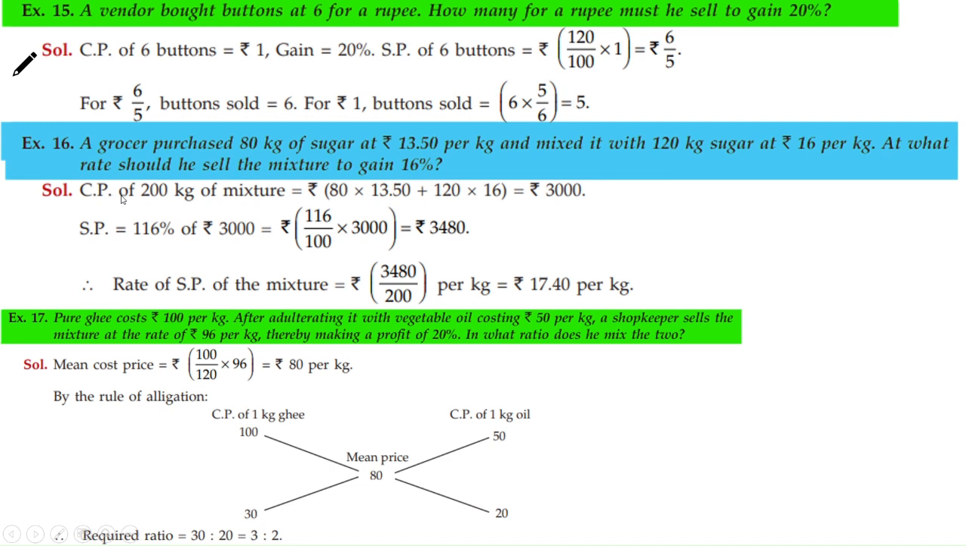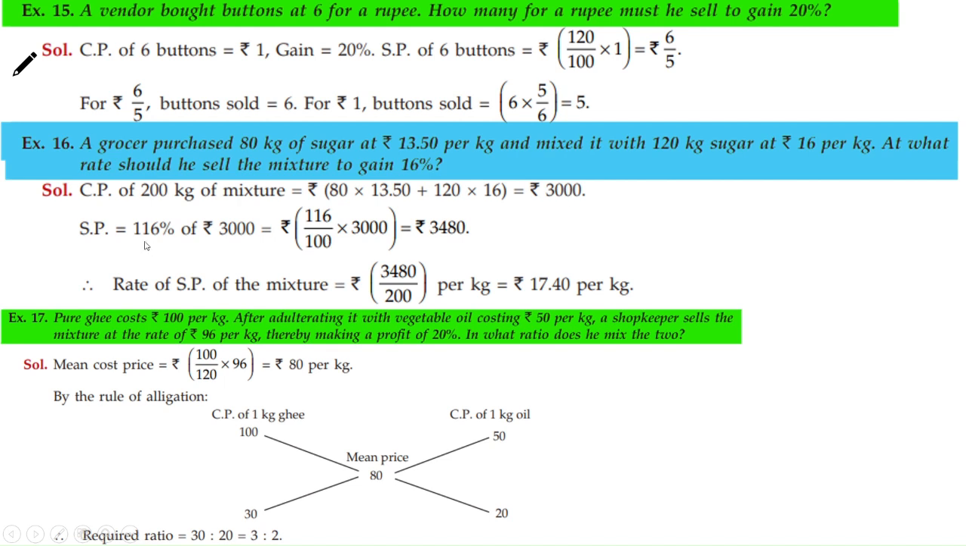So cost price of 200 kgs mixture equals 80 into 13.50 plus 120 into 16 rupees, that equals 3000.